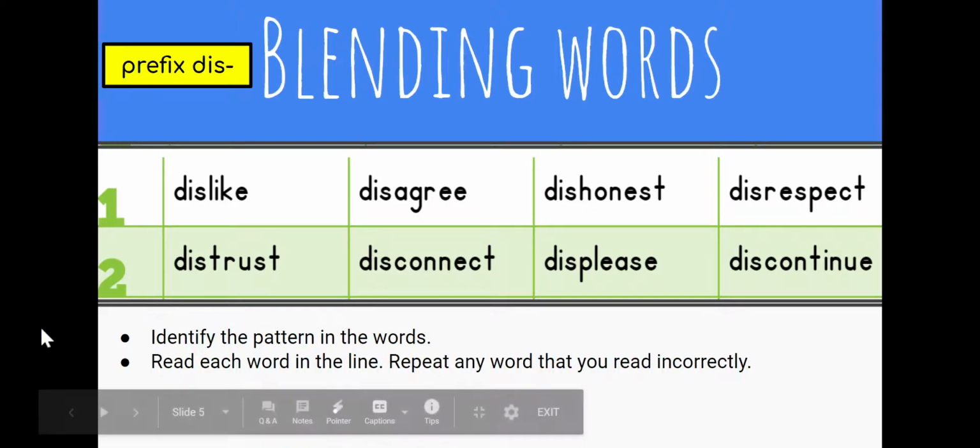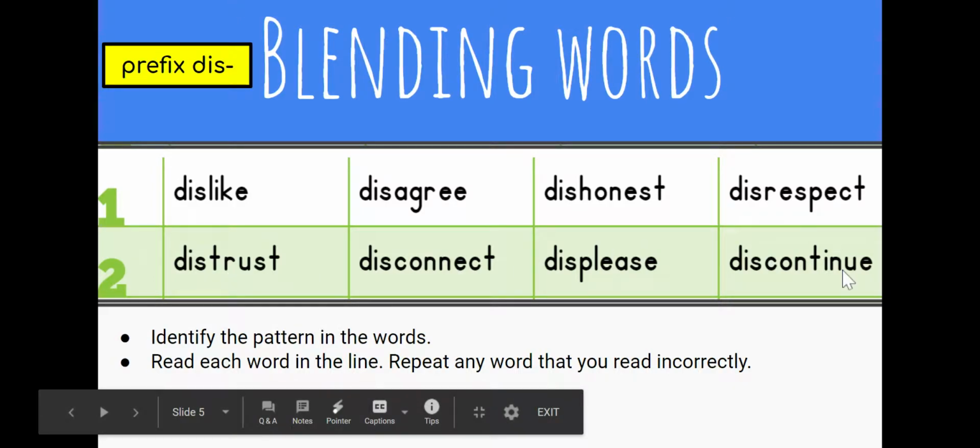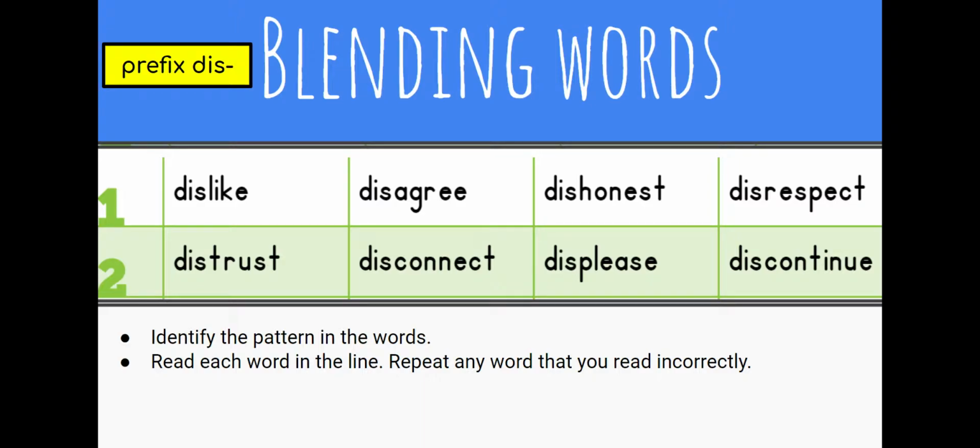Alrighty, Kipsters. The 4 words in line 2, I would like you to identify the root word. And then I want you to think, what is the opposite of that root word when I add the prefix dis? If you need more time, pause the video. Begin.